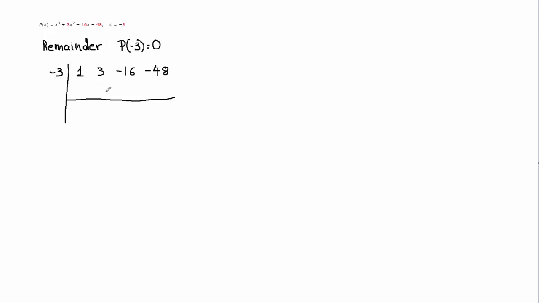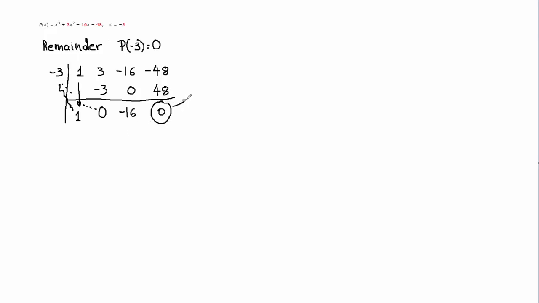So we bring down the number 1, and after we do that, we take the number that is under the line and we multiply it by -3. Remember that we will repeat the same step. Now we take the -3, we write it on the second column, and we add the two numbers. The result is 0. We repeat, so we multiply 0 by -3, and the result is 0. We add it to -16, and the result is -16. We multiply the -16 with -3, the result is 48. 48 and -48 is equal to 0.